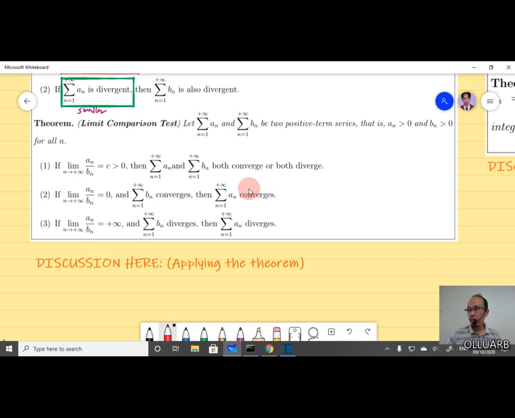So let's have an example to make it more understandable. Let's have example number 1 here. Use the limit comparison test, LCT.